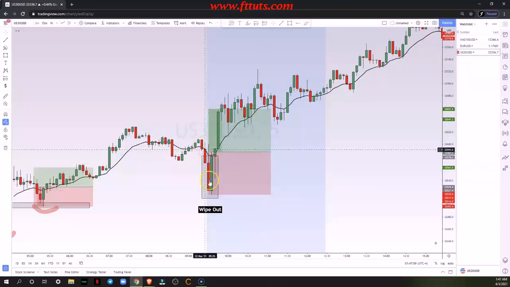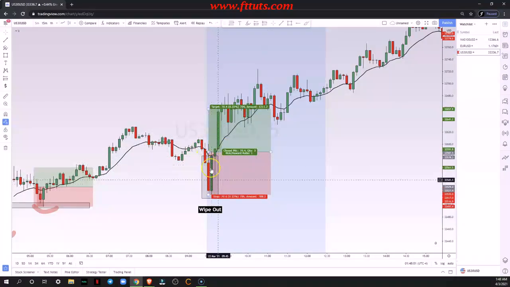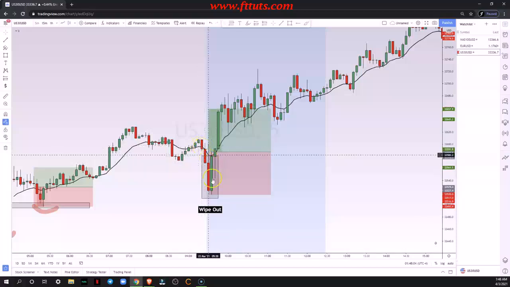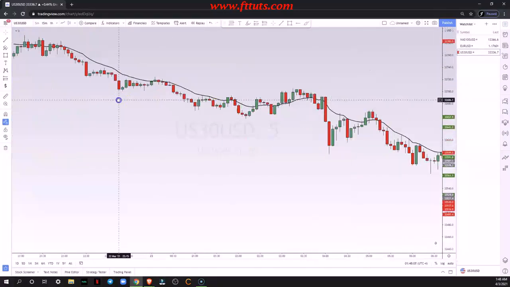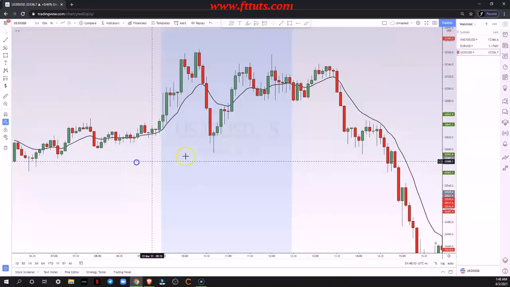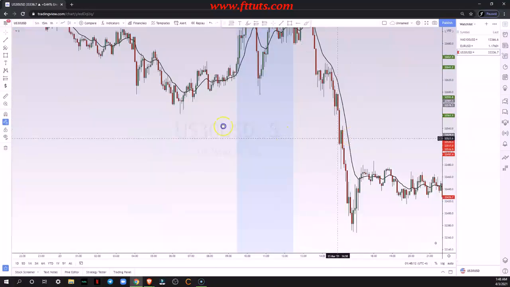So yeah, beautiful trade. That's a fake move. The market loves doing that at the beginning of 9:30. Fake move. Slam down really hard and then slam up really fast. Okay, let's go. I have some more setups.